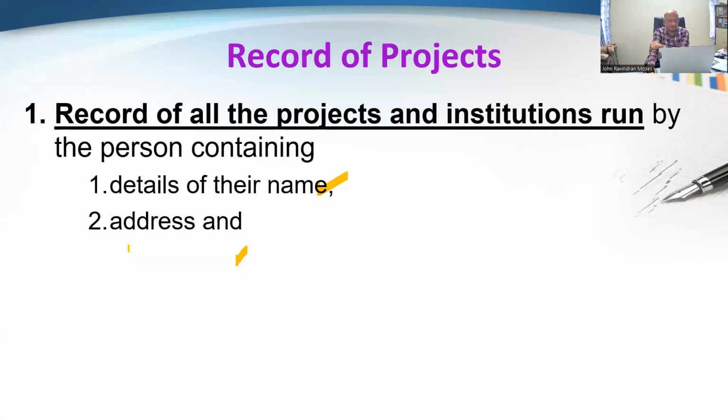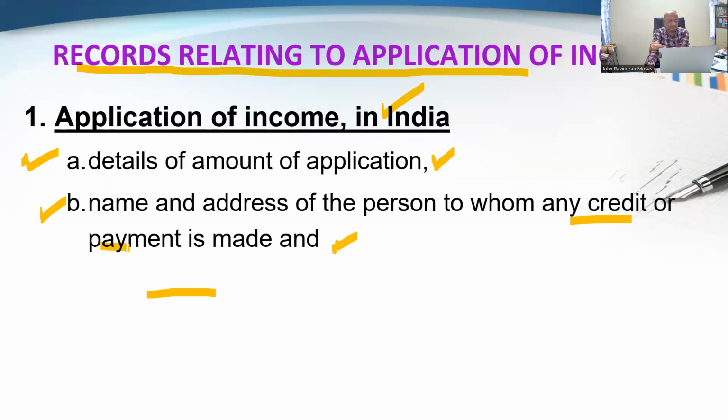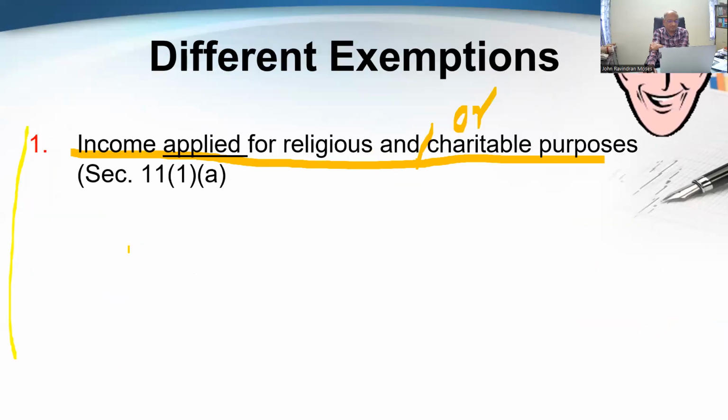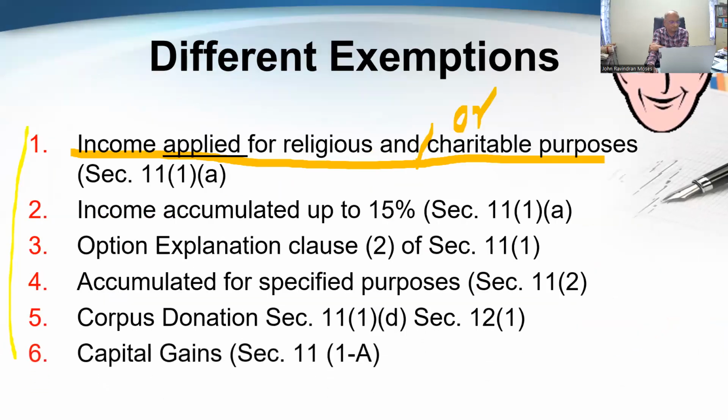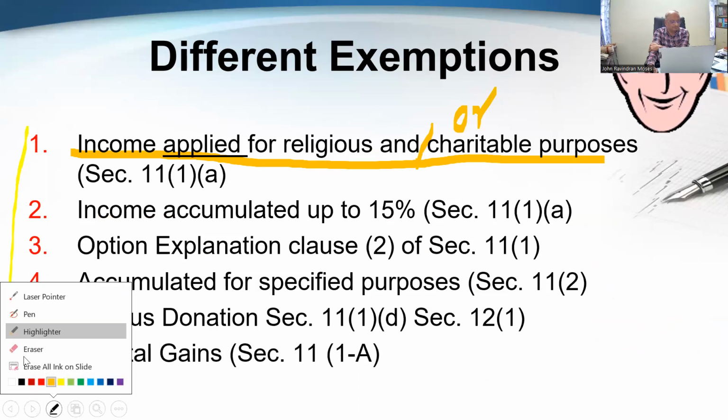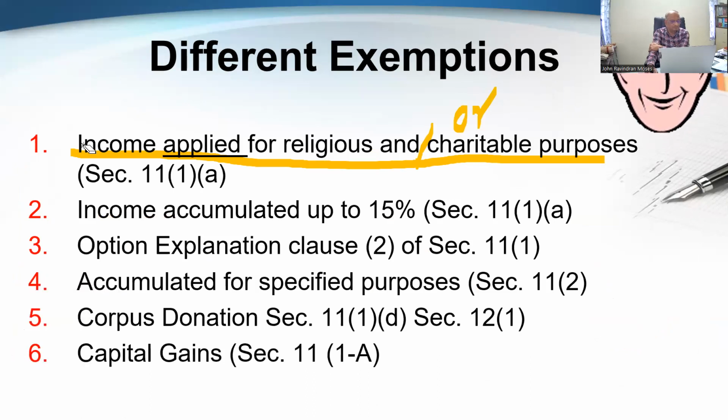The next one, we're talking about various exemptions. The first exemption we talked about is income applied for religious or charitable purpose. The second one is that what the law says is that you can accumulate income up to 15%, section 11(1)(a). What the law says is that you are allowed to accumulate every year up to 15% of your income.